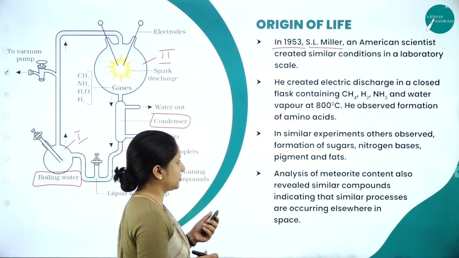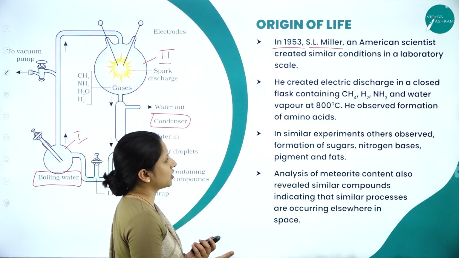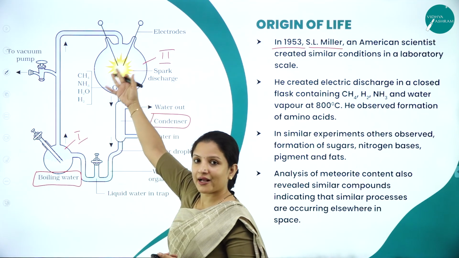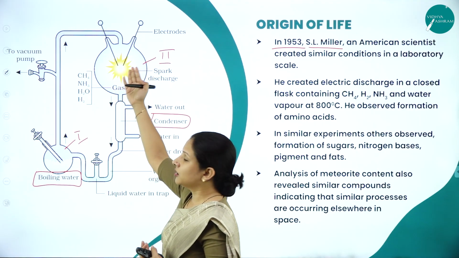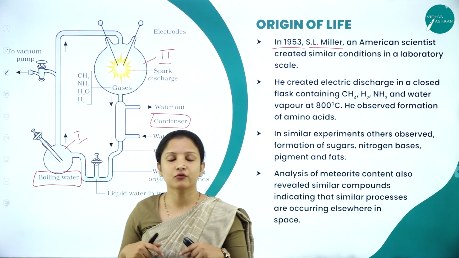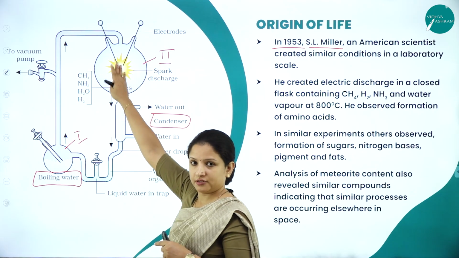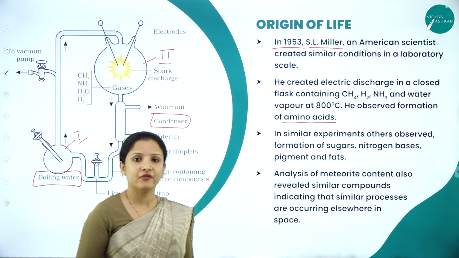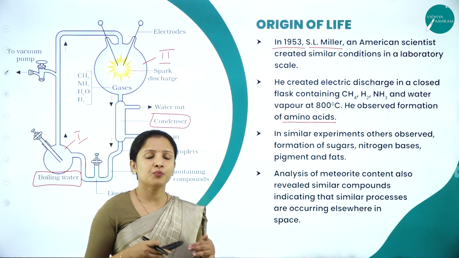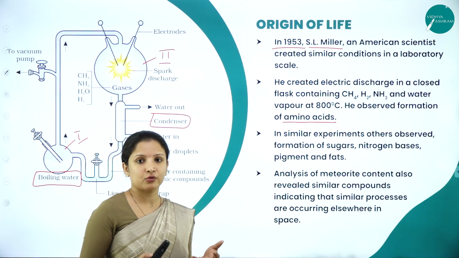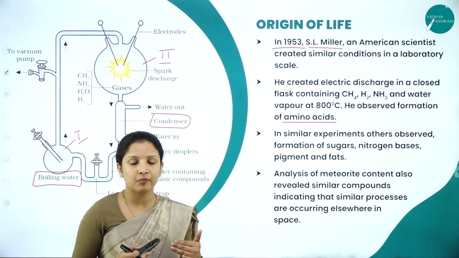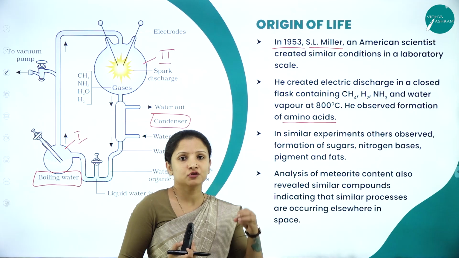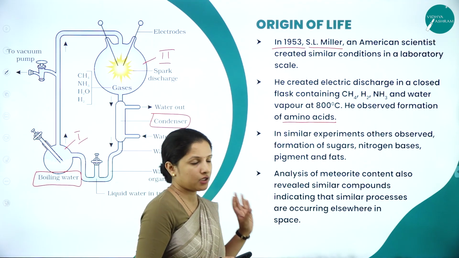So this was their experiment, and some similar experiments were conducted. He observed that amino acids got formed when electric discharge or electric current was passed through the gases that were filled in. Amino acids are very, very important because whatever protein is there is nothing but chains of amino acids. Any organism contains proteins, and proteins are nothing but chains of amino acids. So for life to get formed also, amino acids are very important.